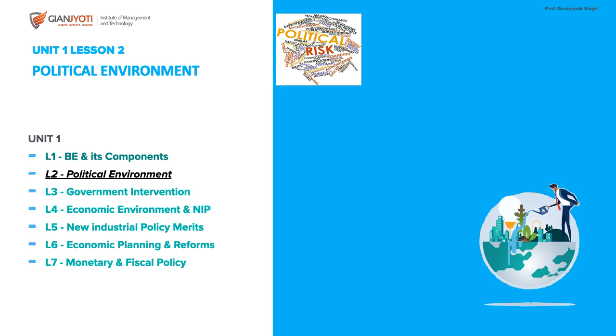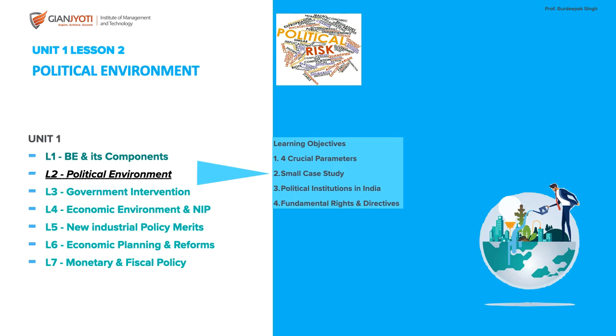Now for Lesson 2 on political environment, the learning outcomes are: we'll look at 4 crucial parameters to consider. Number 2 would be a small case study. Then we'll talk about the political institutions in India. And lastly, we'll discuss fundamental rights and directives as citizens of India.